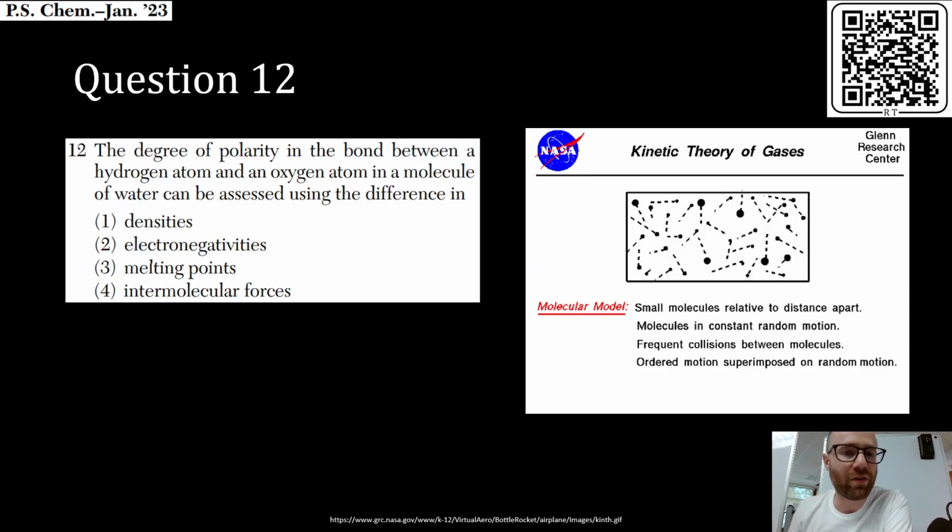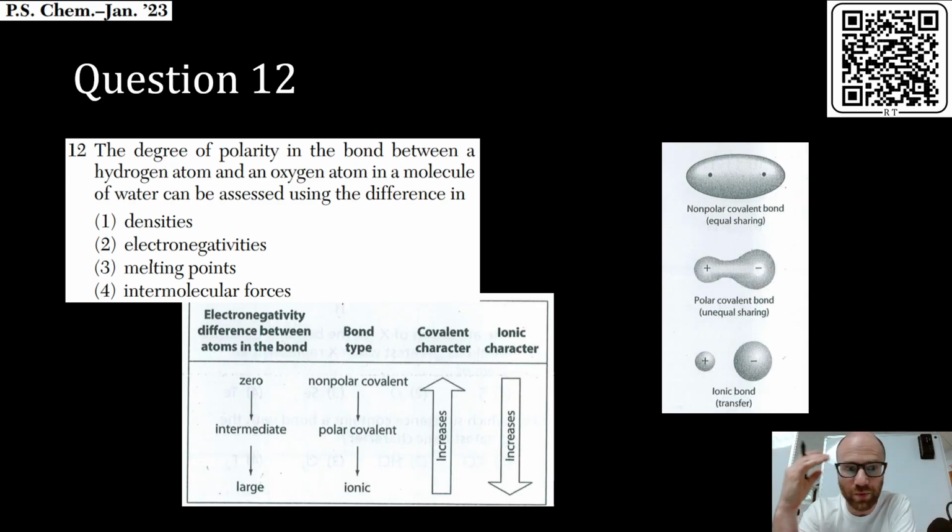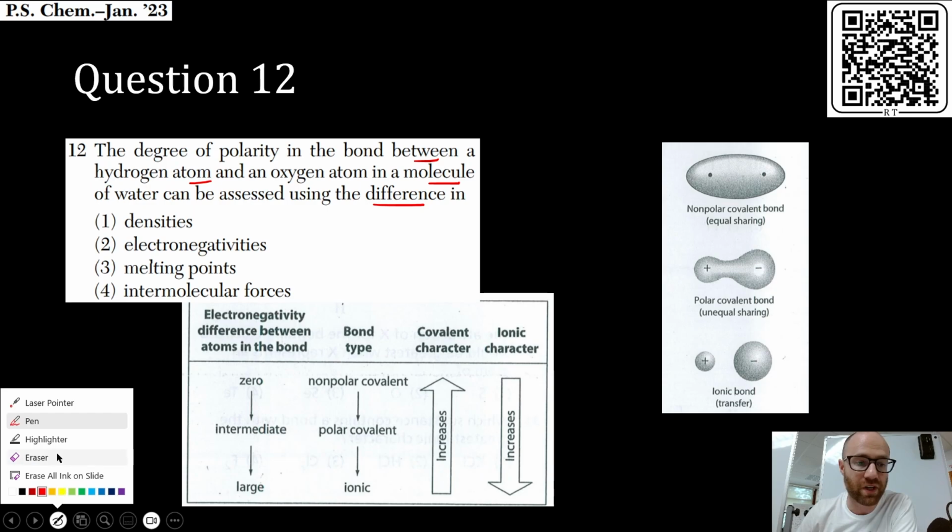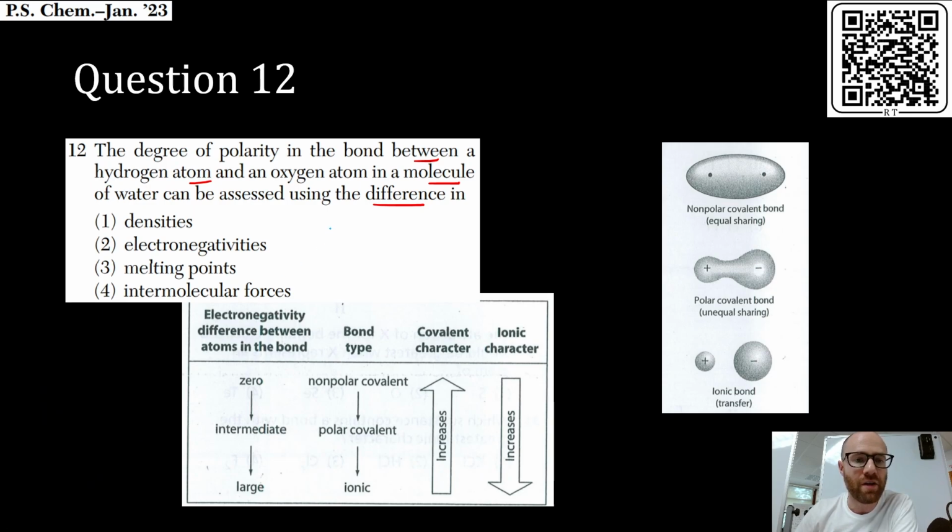For question 12, we're talking about the degree of polarity. So to take a look at the images we saw, I want to say 2 or 3 questions ago, again, we're looking at sharing, and it says molecule, but it says between atoms, and it says difference. So I don't know which of these words are going to best point you towards your answer, but if we're talking about degree of polarity, again, the word polar is showing up all over these images. So we're talking about covalent bonds.